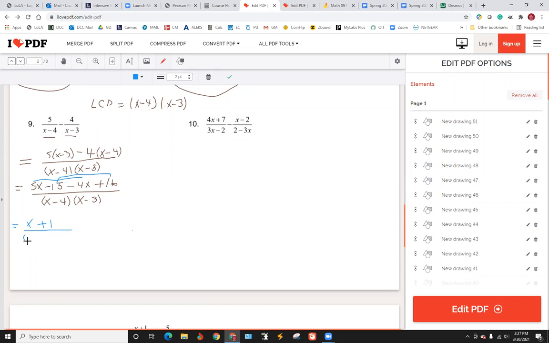So if there was an x plus 1 down here, we could take out the common factor, but there's not, so we just leave it unsimplified. All right, so that's it.